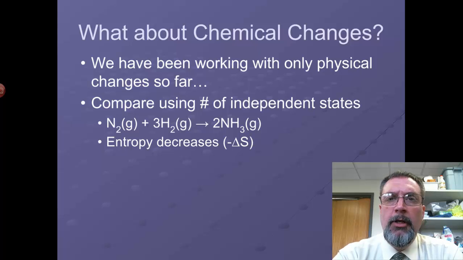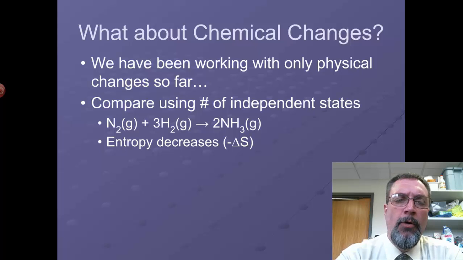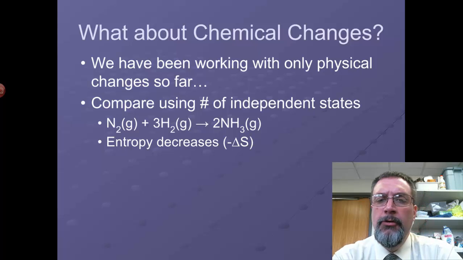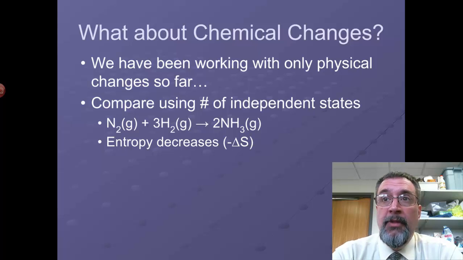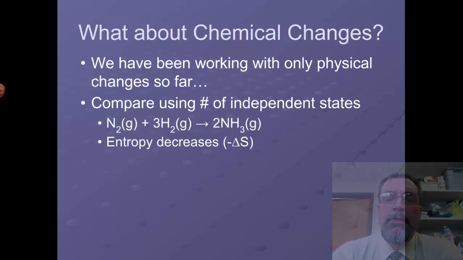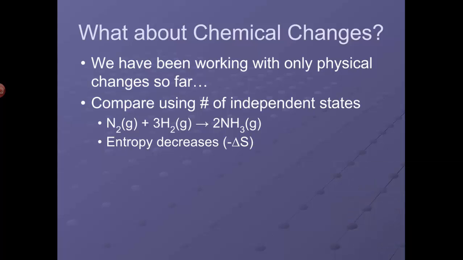Well, if we talk about possible positions, if we have 4 moles of gas on the left but only 2 moles of gas on the right, we have fewer particles. If you have fewer particles, there's fewer positions those particles are going to occupy. So that's an increase in order or a decrease in disorder, which means a negative value for delta S.